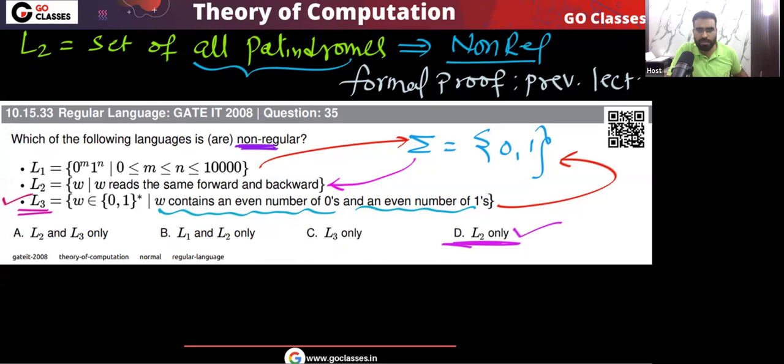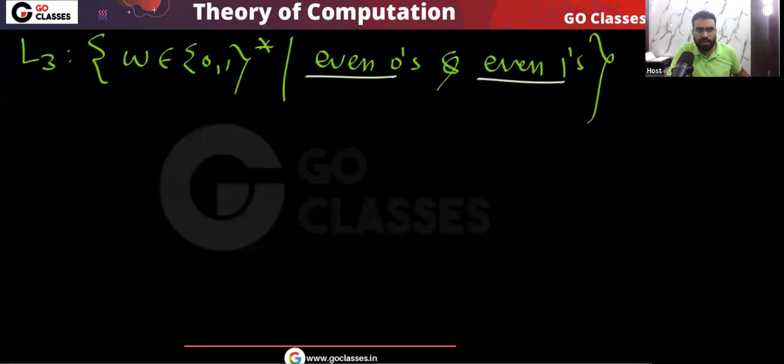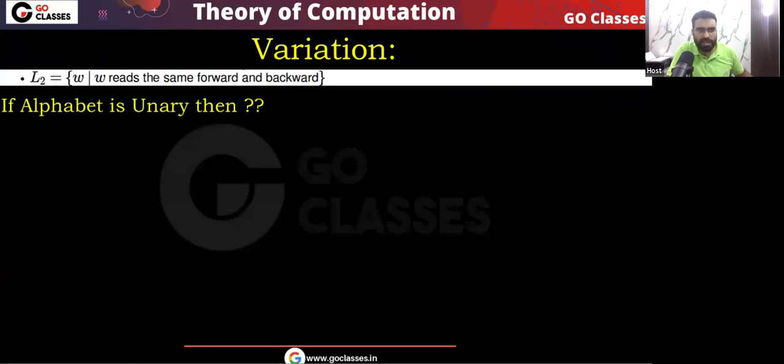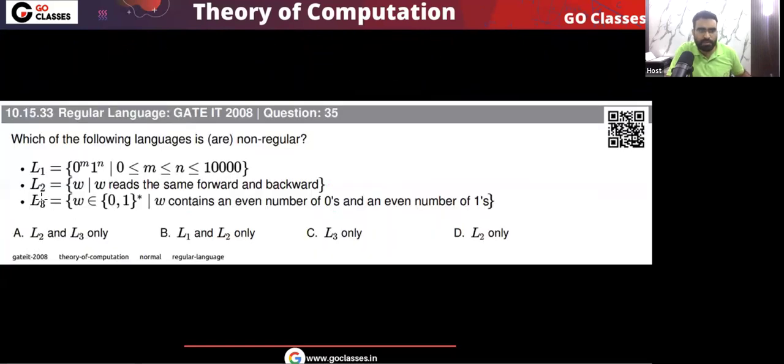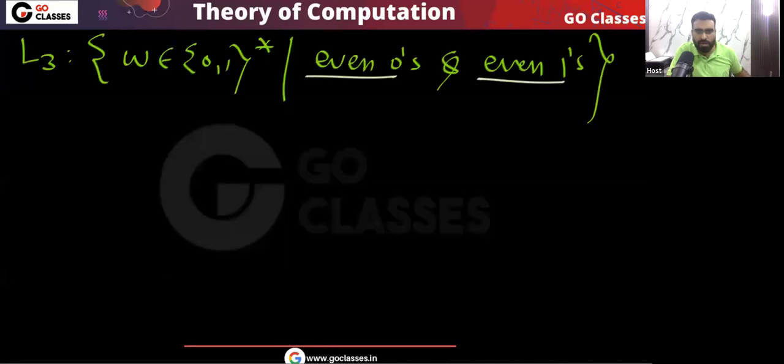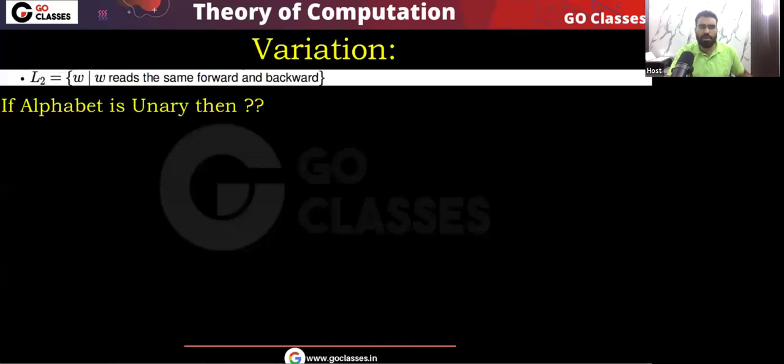Okay, only L2. Now, one variation I want to discuss. Look at this L2. That is saying W reads the same forward and backward. Basically, W is a palindrome. We know that palindrome is non-regular. Yes or no? The set of all palindromes is non-regular. But you tell me, if the alphabet is unary, then what will happen? Simple question I'm asking. If the alphabet is unary, let's assume your alphabet is, for example, A. Now, is this regular or not? Please tell me.